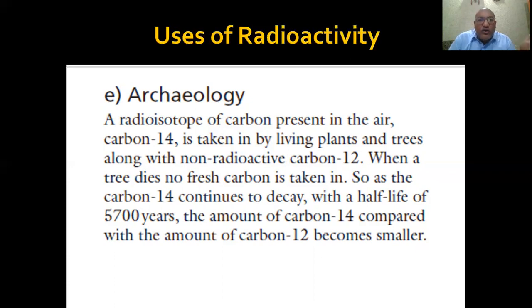A radioisotope of carbon present in the air, carbon 14, is taken in by living plants and trees along with non-radioactive carbon 12. When a tree dies, no fresh carbon is taken in. So as the carbon 14 continues to decay, with a half-life of 5,700 years, the amount of carbon 14 compared with the amount of carbon 12 becomes smaller.